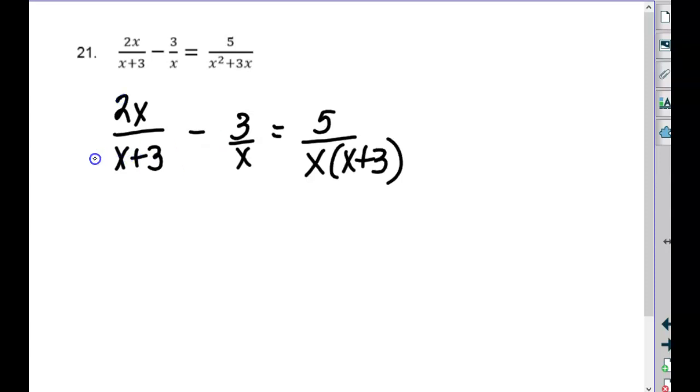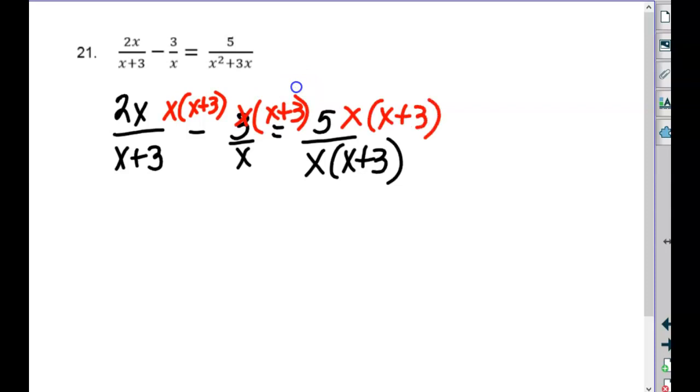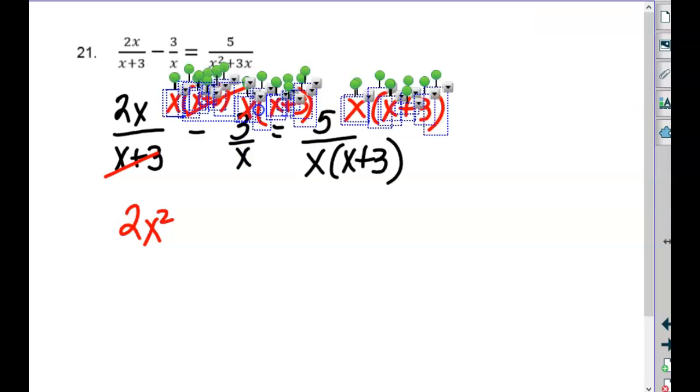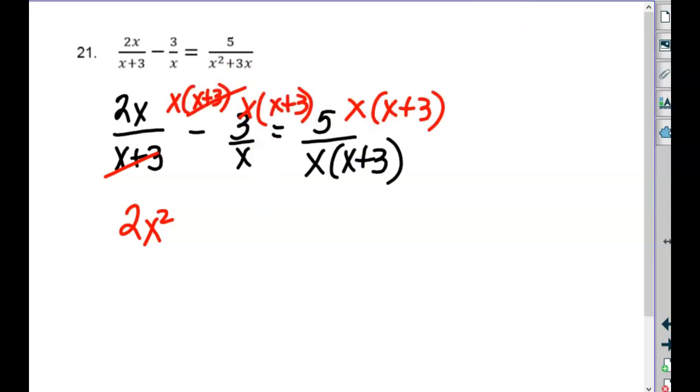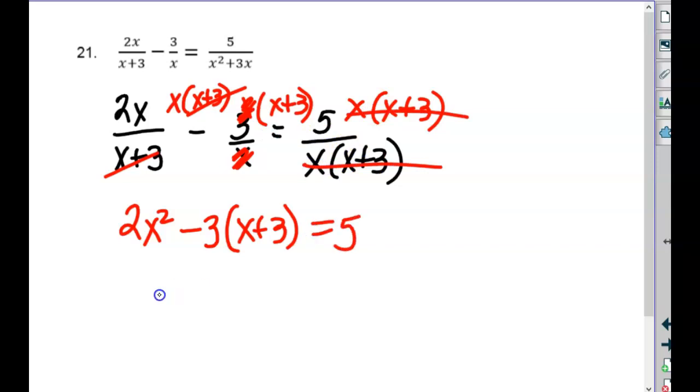And then you use the common denominator to multiply through, which is going to be an x and an x plus 3, an x and an x plus 3, an x and an x plus 3. So here the x plus 3 will cancel. You get 2x squared. Here the x only will cancel. So you have minus 3 times x plus 3. You are going to have to distribute that as a negative 3. And over here, all of this cancels, so we have equals 5.